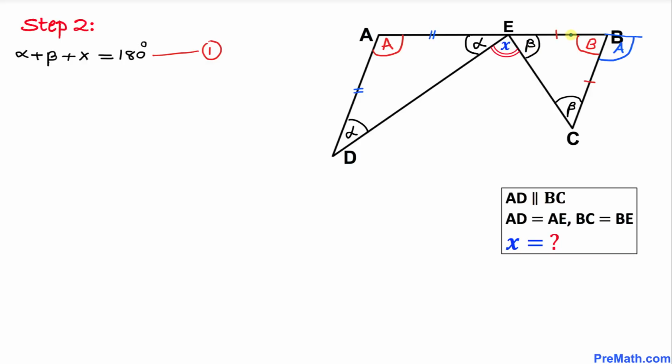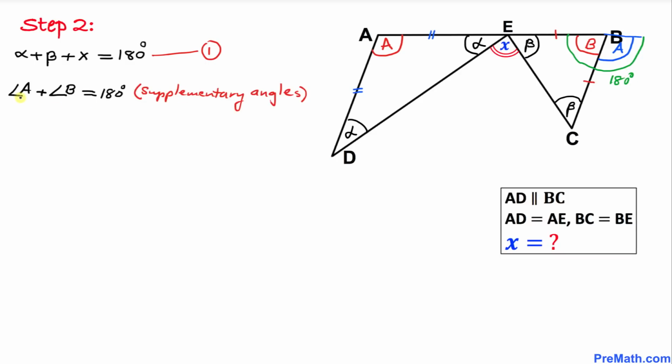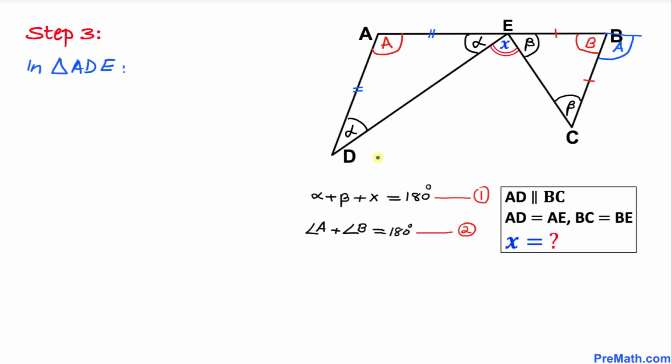And let's focus on these two angles, angle A and angle B. As we can see, these two angles add up to 180 degrees. Here I wrote angle A plus angle B equals 180 degrees, and the reason is that they are supplementary angles. I'm going to call this equation number 2. And here's our next step.